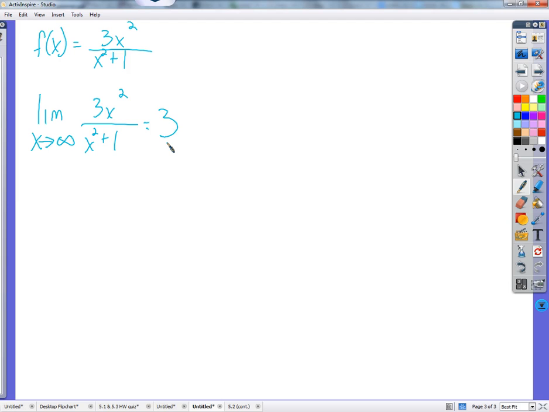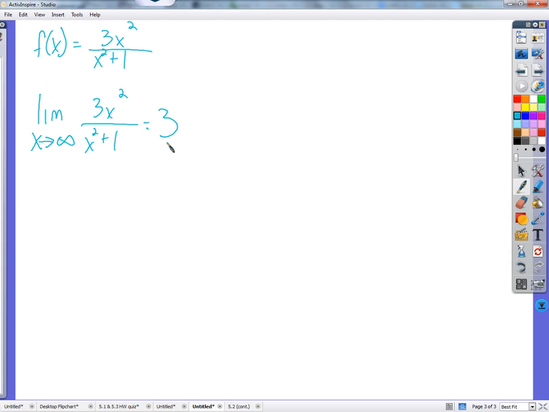Definitely the only example that I can think of is a function that has a denominator. Sine and cosine, those always fluctuate. Okay. Why does this one approach 3?